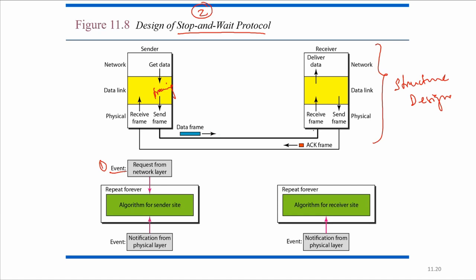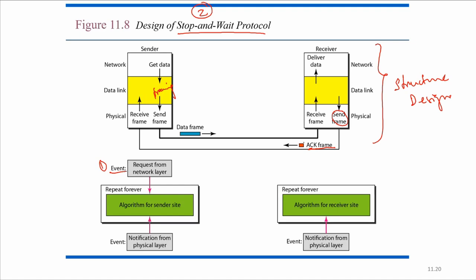After sending the first frame, it will be received by the physical layer. It will give a notification to the data link layer. It will receive the frame, then destuff it, then deliver it to the network layer. After delivering, this data link layer will send another frame. That frame will be called the acknowledgement frame. So after receiving the data and delivering it to the network layer, the data link layer will send the acknowledgement to the sender.